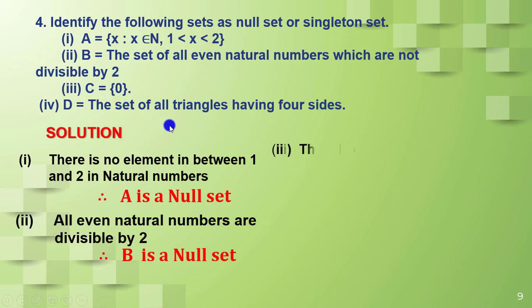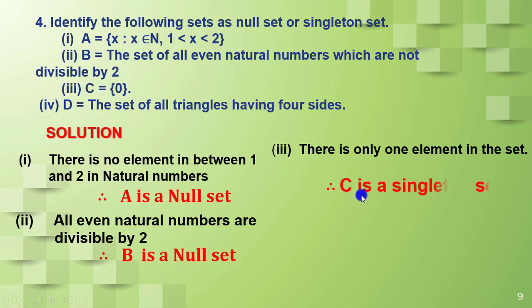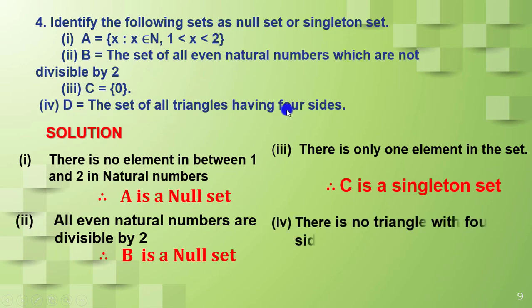Now, let us go to the third problem. Here, we have C equal to the set containing the element 0. Here, we have one element in the set. So, it is called a singleton set. Now, let us see the fourth one. D equal to the set of all triangles having 4 sides. There is no triangle with 4 sides. Therefore, D is a null set.